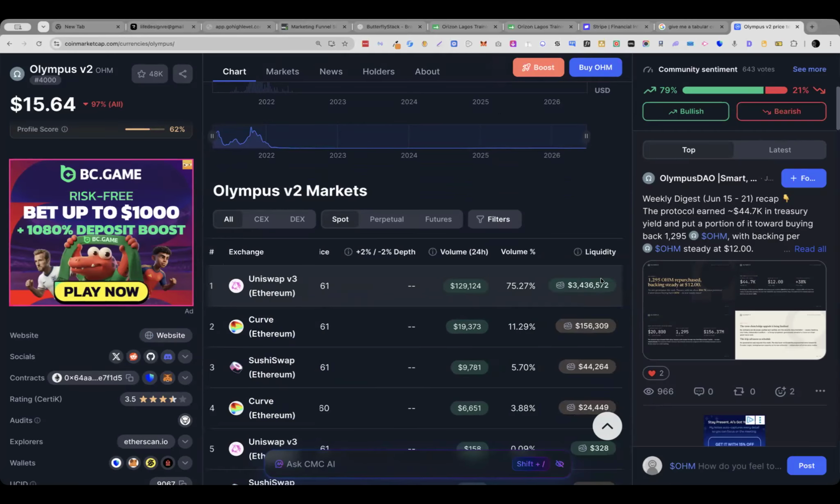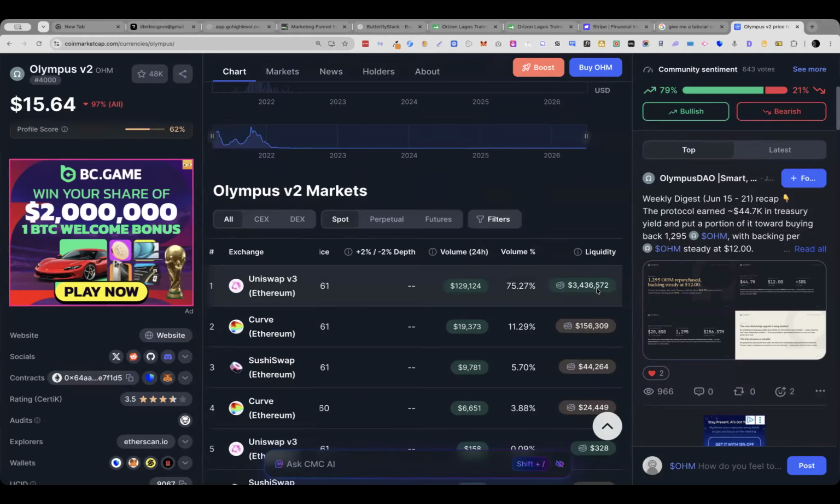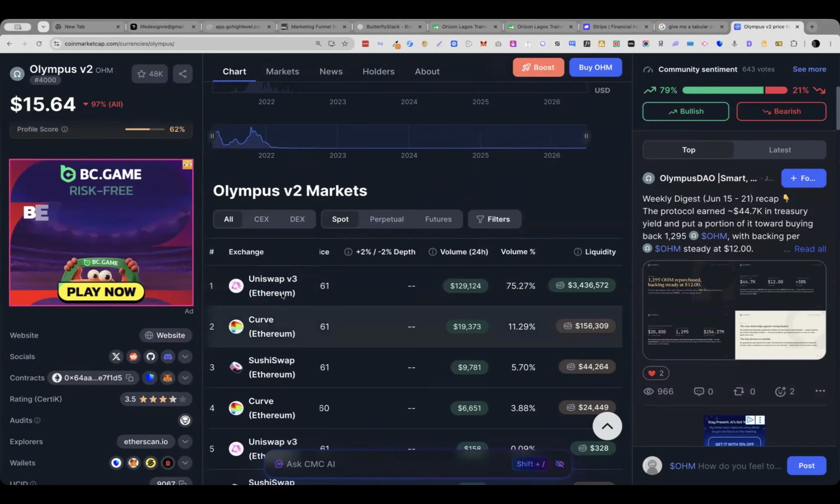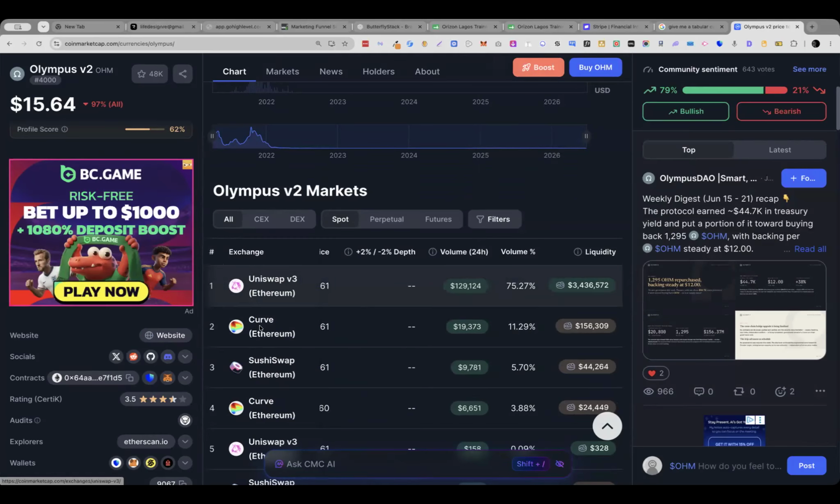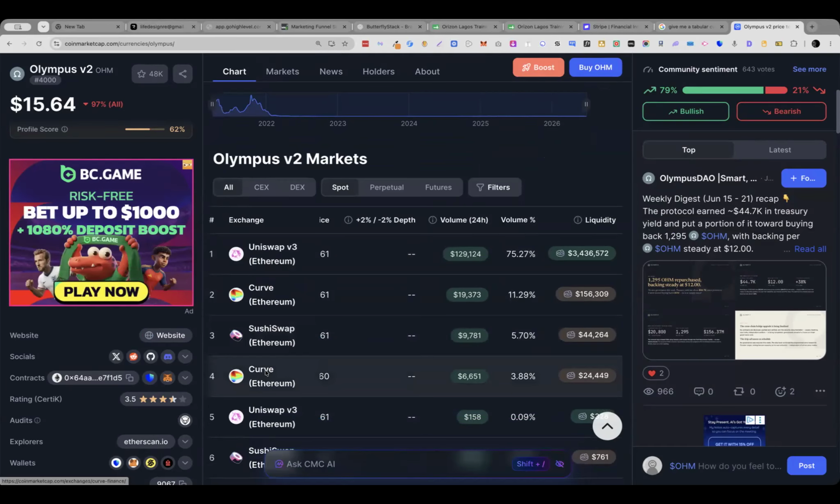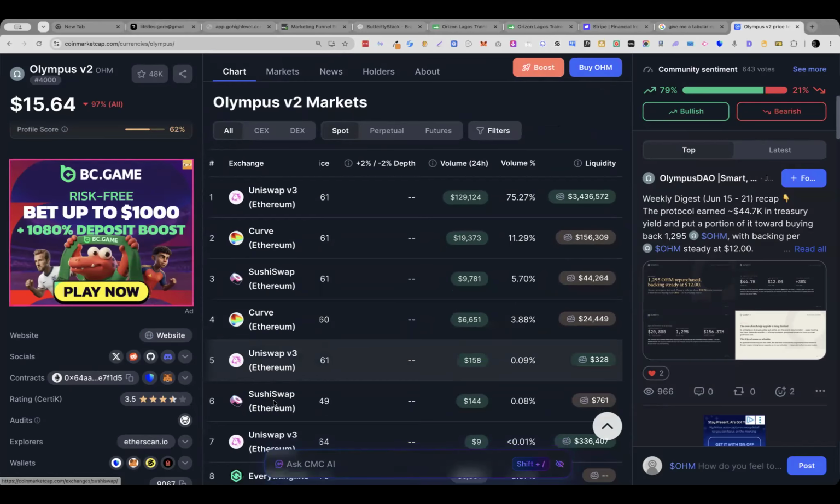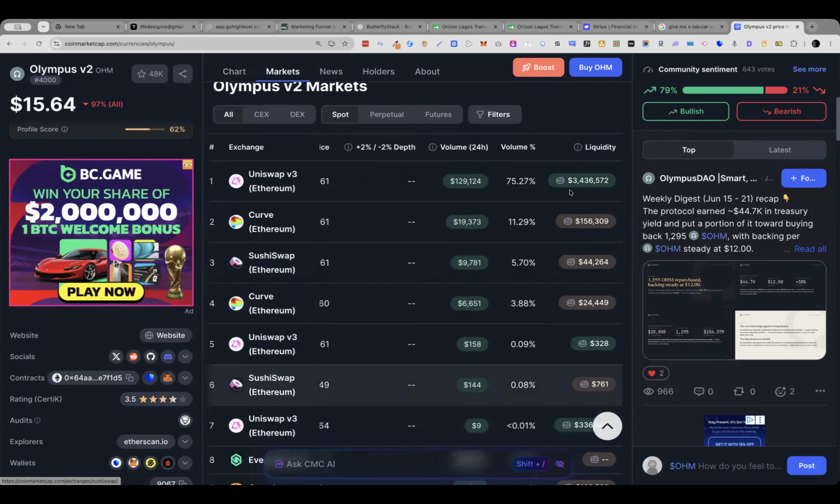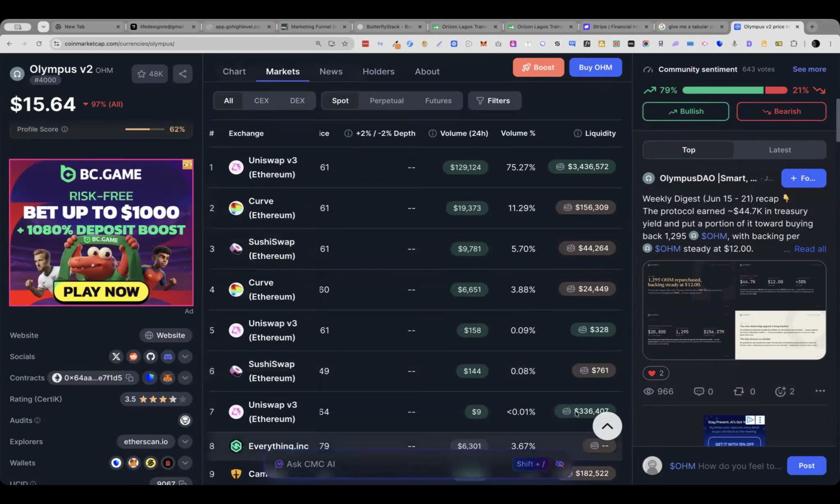You see the money in the liquidity. This one has money in different liquidity pools. It has money in Uniswap, it has money in Curve, it has money in Sushi Swap, it has money in Curve again here, Uniswap version 3, Sushi Swap, different. If you add all this money it has in the liquidity pool, it's more than $4 million.